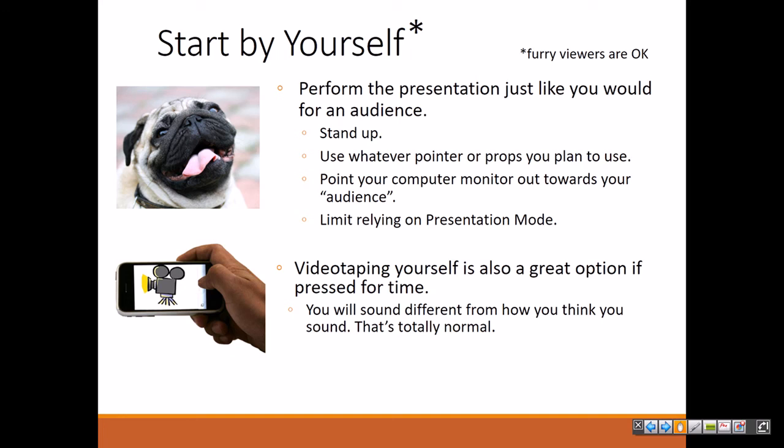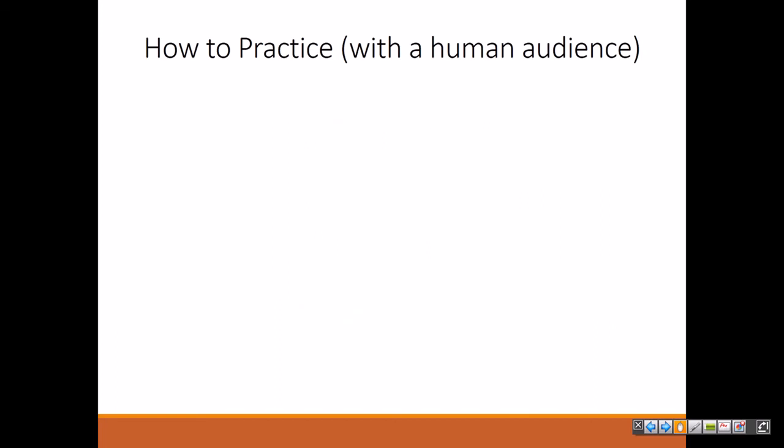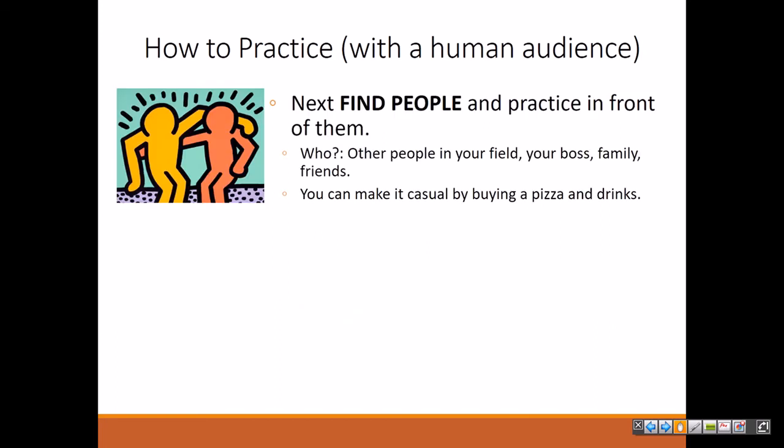Goodness. All right. So how to practice with a human audience. First of all, you're going to want to find people to practice in front of. And typically, I would say finding colleagues who have experience in science, who are in your field, those are going to be the best because they're going to be able to interpret the results, interpret your slides, and think of questions.